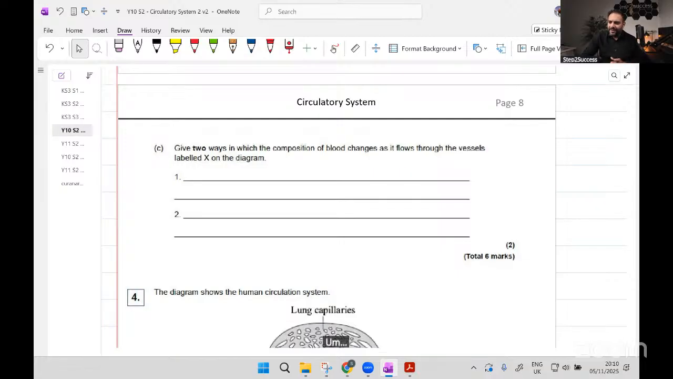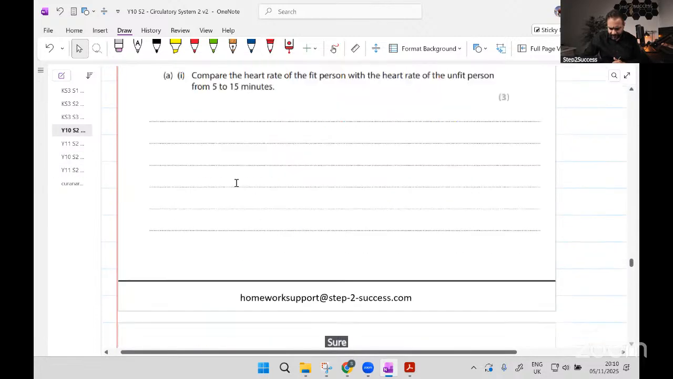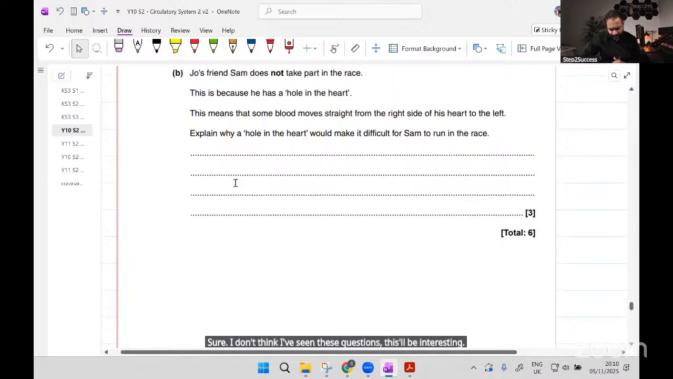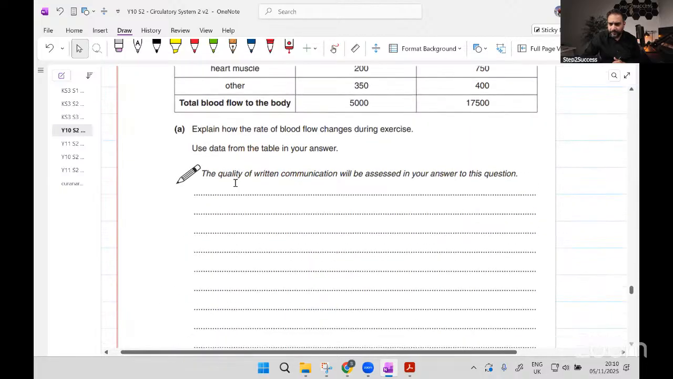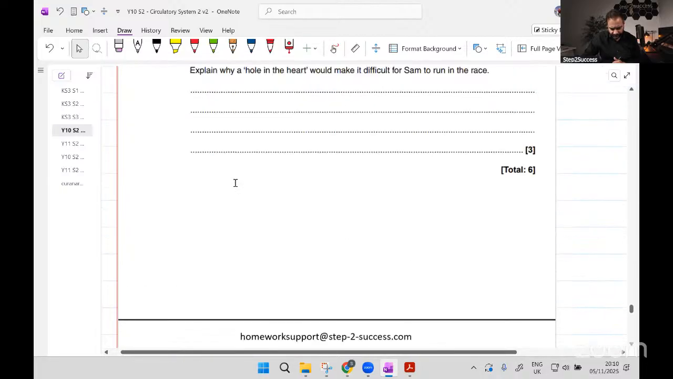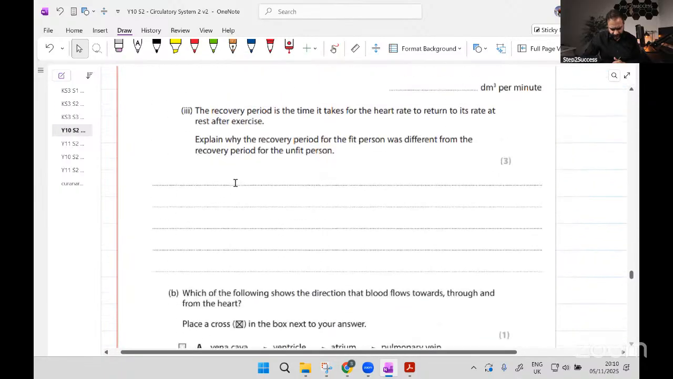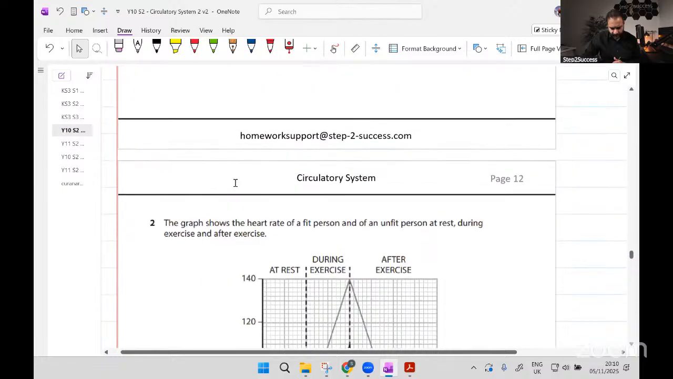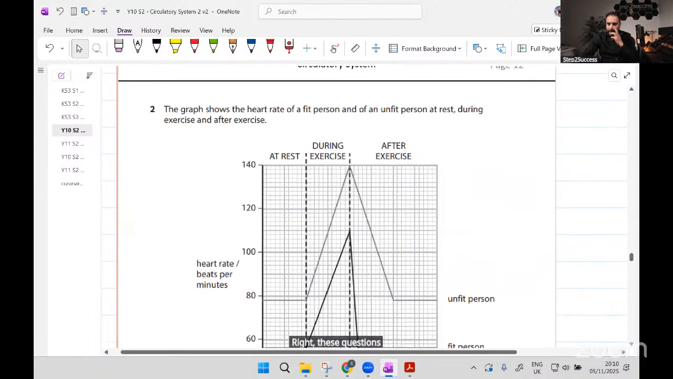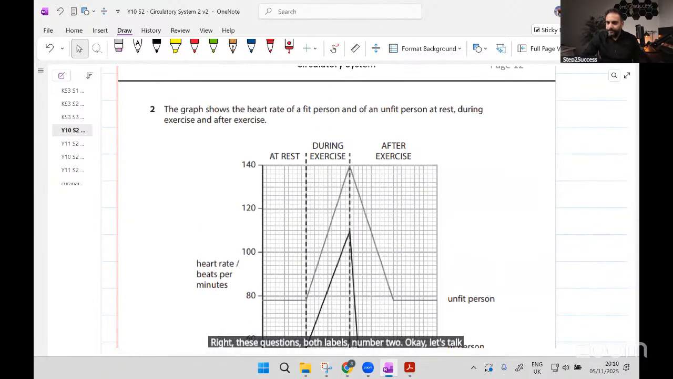Last two questions in the attempt, both labeled as number two. Sure. I don't think I've seen these questions. This will be interesting. Right, these questions both labeled as number two. Okay, let's talk about it.